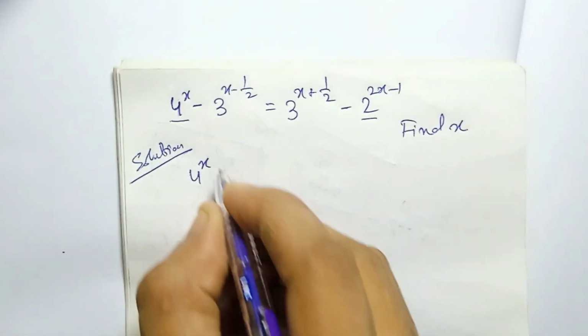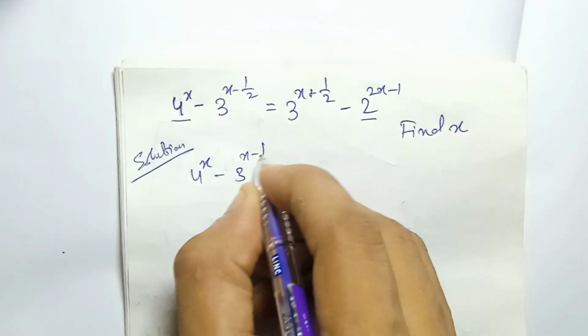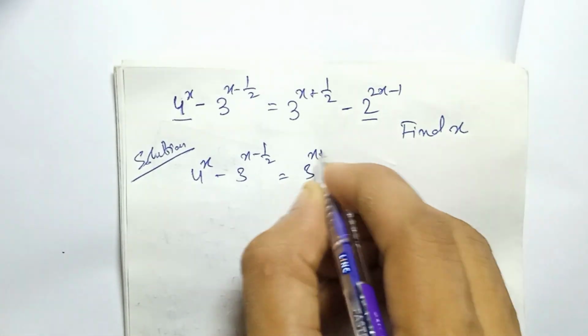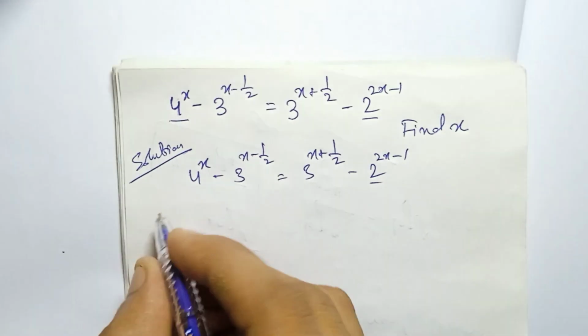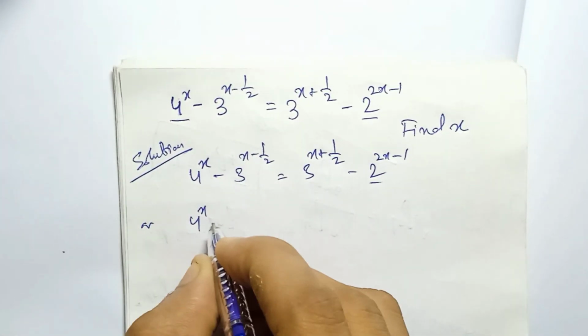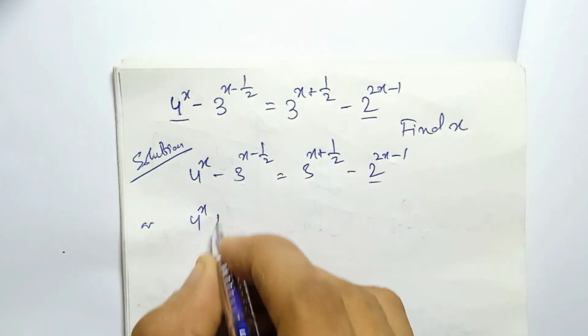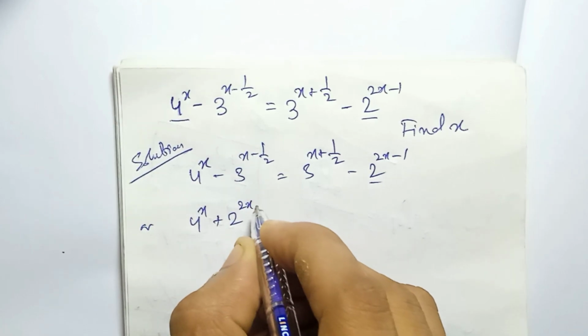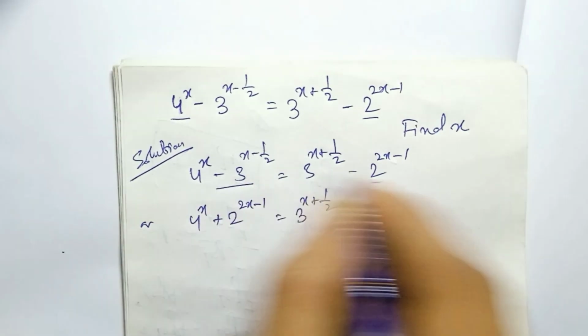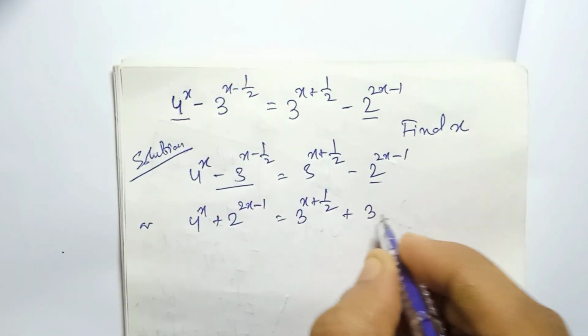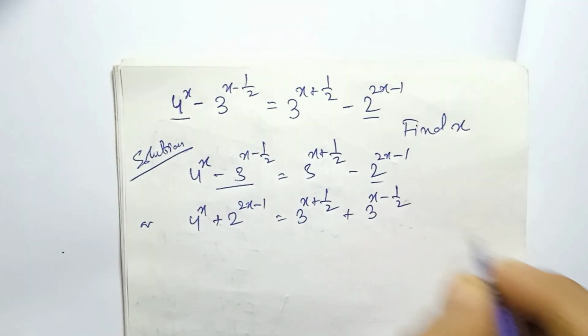We have the equation 4 to the power x minus 3 to the power x minus 1/2 is equal to 3 to the power x plus 1/2 minus 2 to the power 2x minus 1. 2 वाले टर्म को हम एक साइड ले लेंगे। 4 to the power x ये हमारा राइट साइड से लेफ्ट में लाएंगे तो प्लस हो जाएगा: 2 to the power x, 2x minus 1 is equal to 3 to the power x plus 1/2. ये टर्म हम राइट साइड लेके जाएंगे तो ये पॉजिटिव साइन में चला जाएगा: 3 to the power x minus 1/2.